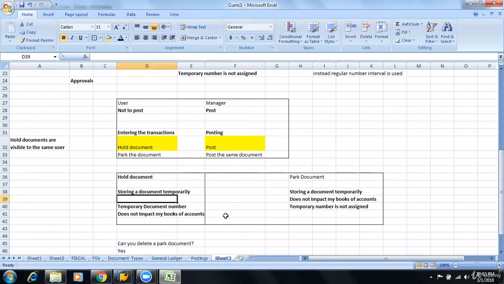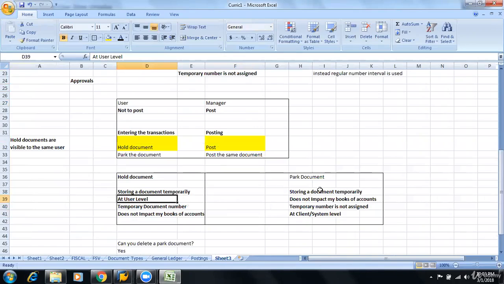Hence, the hold documents are at user level. Very important. These park documents are at client or system level. Got it? At user level means that only a specific user can use this transaction. At client level means any user in the system can see the document or use it. A hold document can be seen or used by a single or the same user.